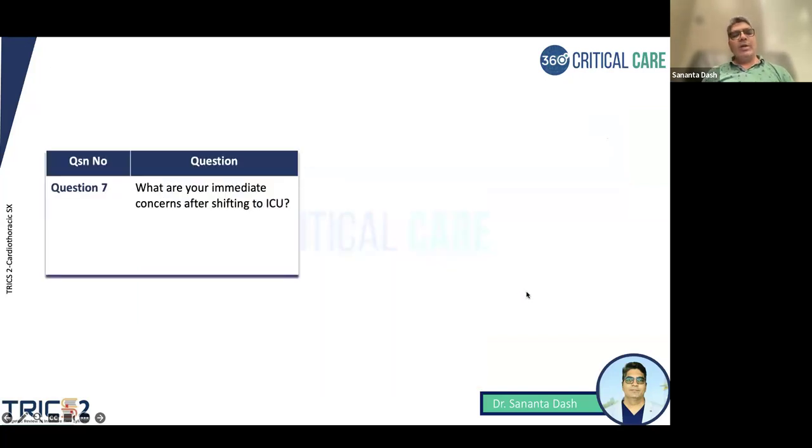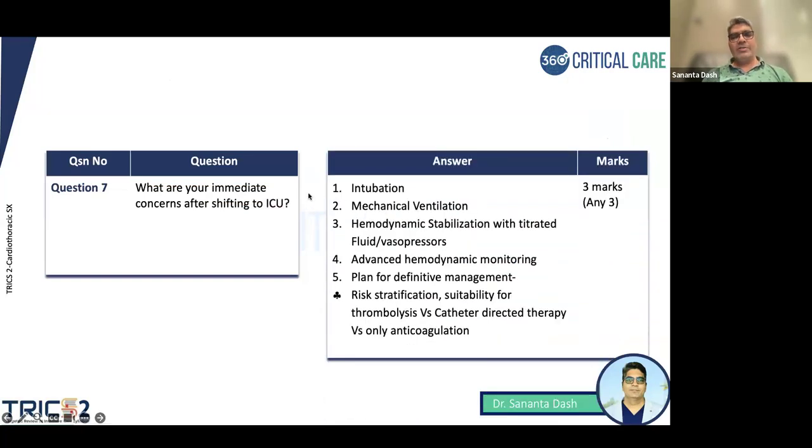All right. So what are your immediate concerns after shifting to the ICU? Very generic question. You need to talk about the patient being hypoxic and possibly needing intubation and mechanical ventilation. He is hemodynamically not stable. His blood pressure is low. So I'll continue fluid resuscitation with dynamic parameters of hemodynamic management. I'll look at pulse pressure variation or straight leg raise, or echo to see the fluid status, and continue fluid resuscitating. At the same time, I'll titrate my vasopressor. I will put in some advanced cardiac monitoring and plan for definitive management.